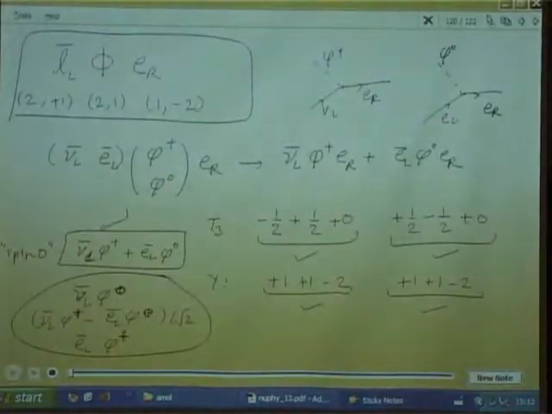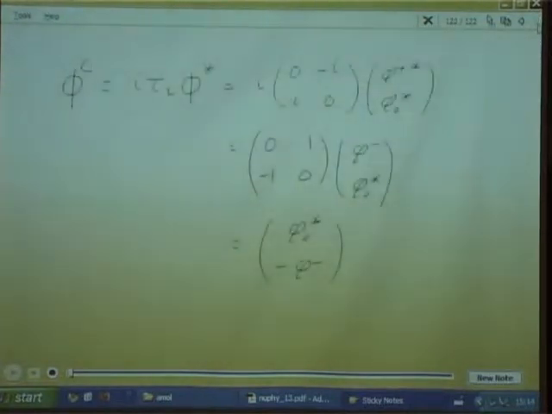Similarly, if I expand the form, here for example I have l bar phi plus e_R, not of the form l bar e_R. Here I have l bar phi 0 e_R, but this phi 0 is a field, so it's not a constant. It is not a mass.